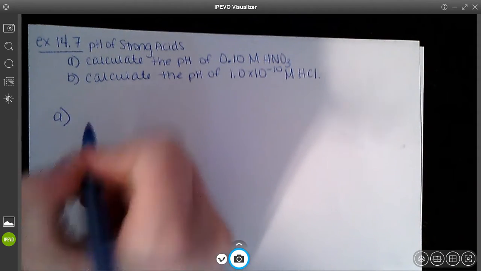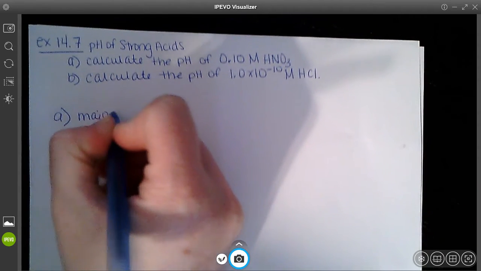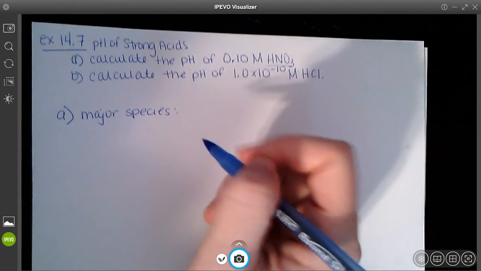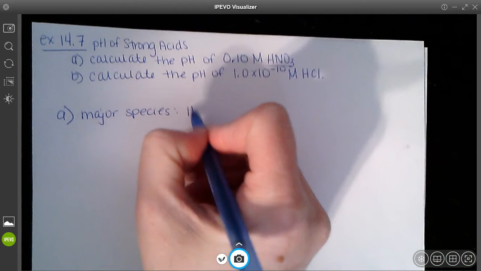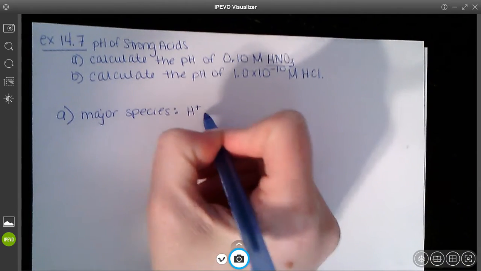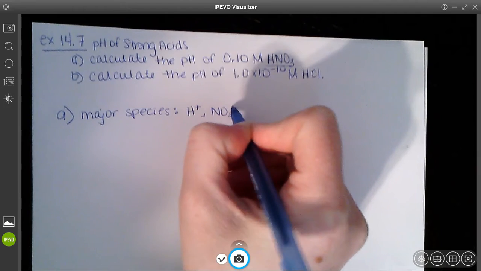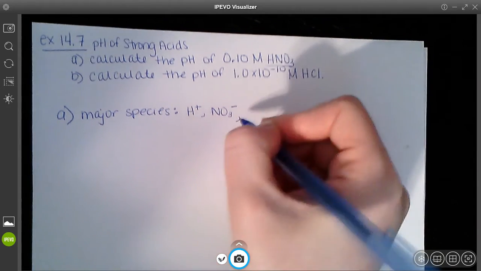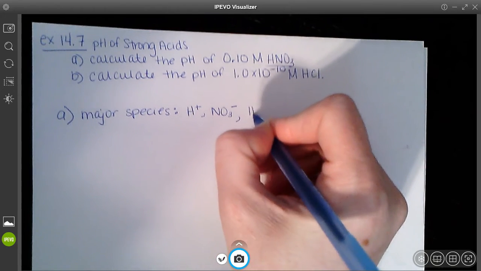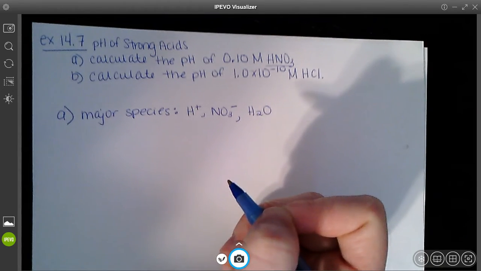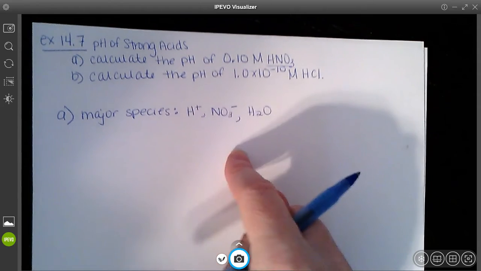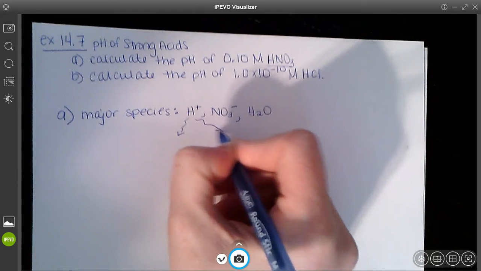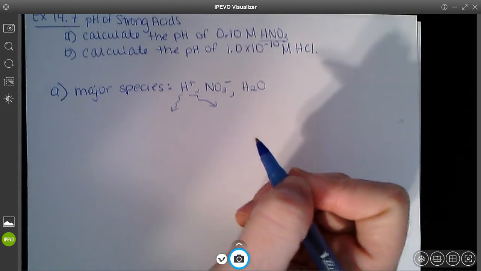So remember, the first thing when I started is to do the major species. If nitric acid is a strong acid, it's going to break up fully into H plus and NO3 minus. There won't be any HNO3 left. And then it's also going to have water. So I can write out my equations like I did before, or I can think about where my H plus is coming from. So I've got two sources of H plus. I'm just kind of shortening what we did before.